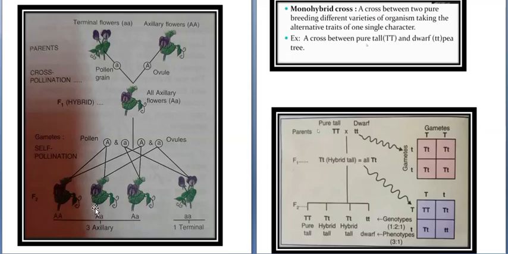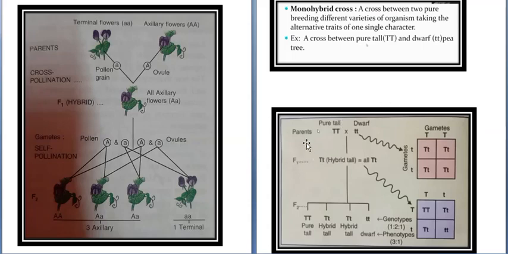So phenotypically, when you looked at the external characteristics, you found 3 plants having axillary flowers and 1 plant having terminal flower. So the phenotypic ratio was 3:1. But if you look at the genotype, 1 had capital A capital A, 2 had capital A small a, and 1 had small a small a. So the genotypic ratio was 1:2:1.